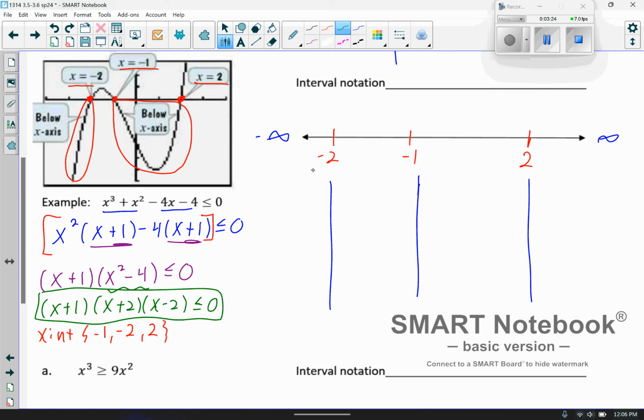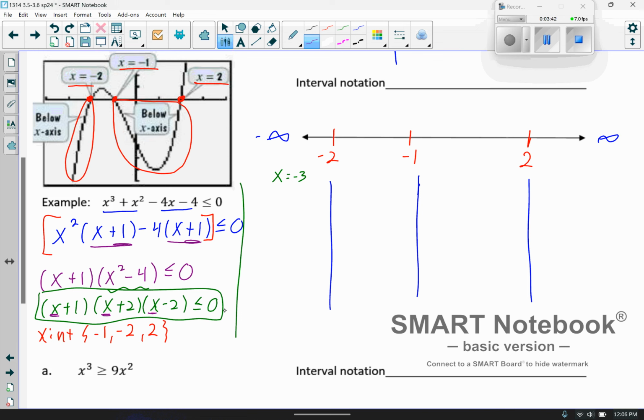I need to pick a value that's in this interval right here. So let's pick x equals -3 right here. I have to go ahead and plug that in for everywhere I see x, and then multiply that together and see if it's true or false.